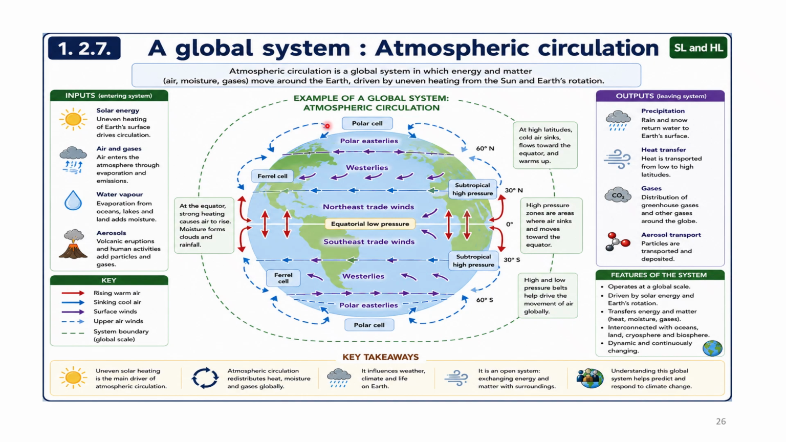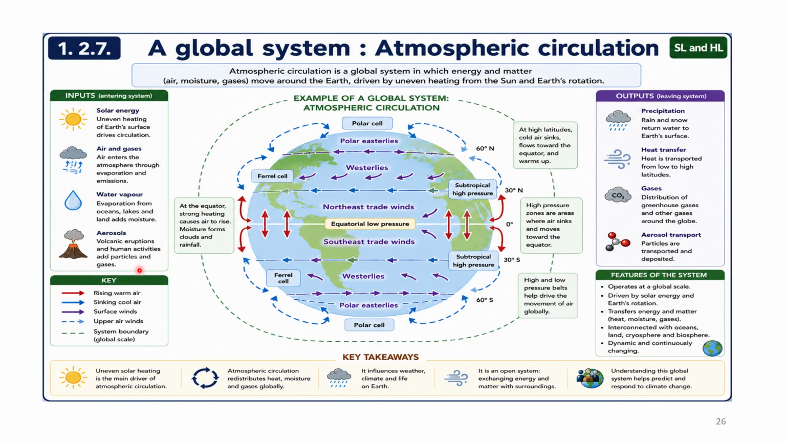A global system, atmospheric circulation. Atmospheric circulation is an example of a global open system that redistributes energy and matter around the Earth. It is driven primarily by uneven solar heating and the Earth's rotation, which create pressure differences and global wind patterns. The system receives inputs including solar energy, atmospheric gases, water vapor from evaporation, and aerosols from natural events such as volcanic eruptions and human activities.